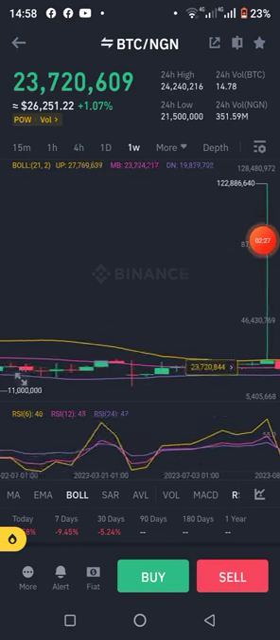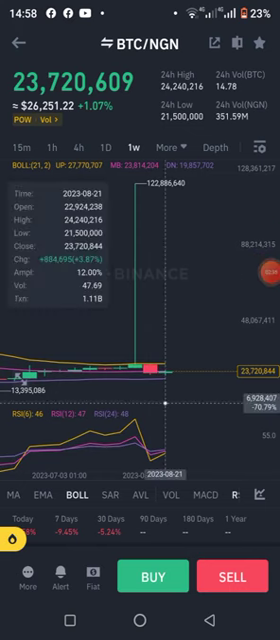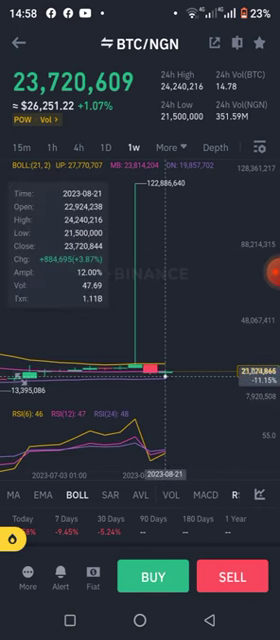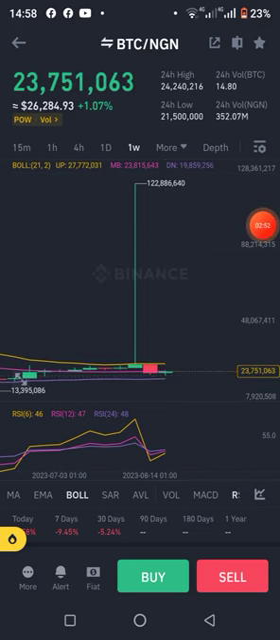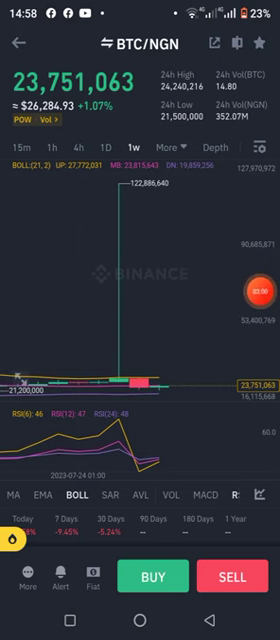You can see the value of this week. BTC is around 23,720,844. Now today, let's click it. Today the lowest value of BTC is 21,500,000, and the highest value just for this week, because this is a weekly candle, is 24,240,000. So you can see the BTC normally fluctuates. You can imagine how the BTC to Naira fluctuation occurred.